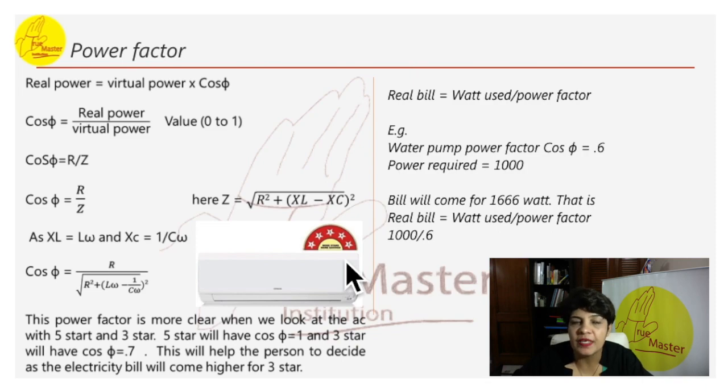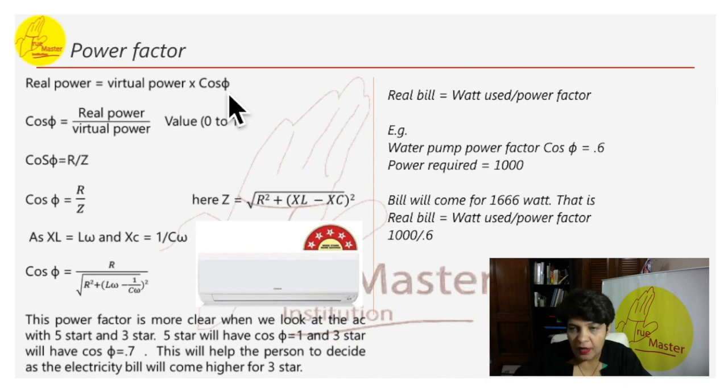What happens is, let me explain. 5 star will be like cos phi is 1. For a 5 star, the value of cos phi will be 1. Okay. If it is for 3 star, then the cos value is 0.7. This will help the person to decide, as the electricity bill will be higher for a 3 star AC, whether he wants a higher bill or he wants to buy an instrument which is more expensive right now.